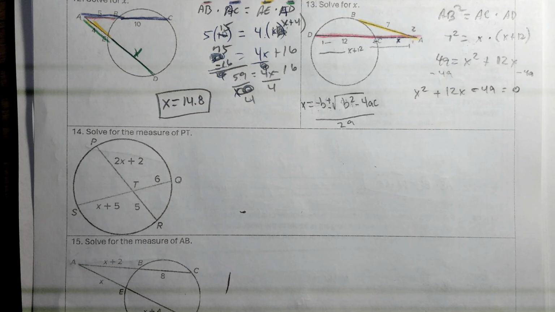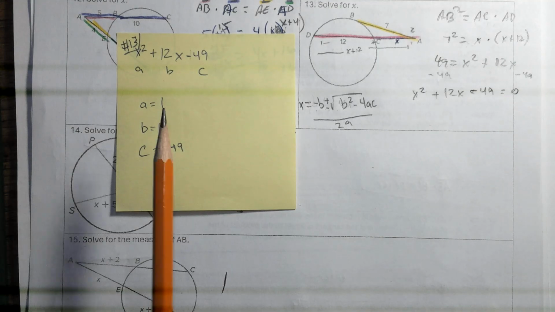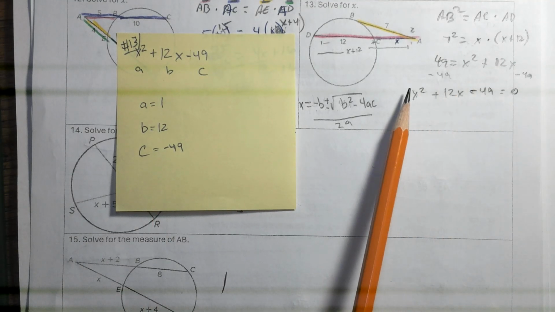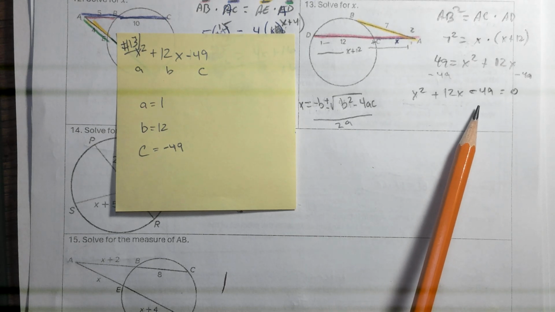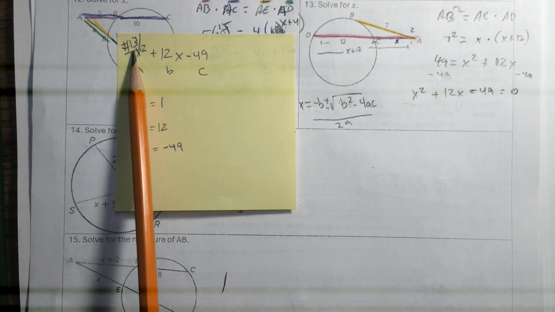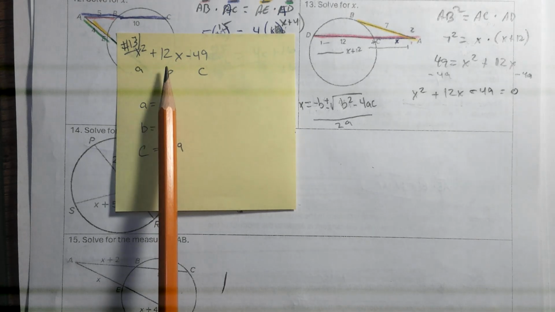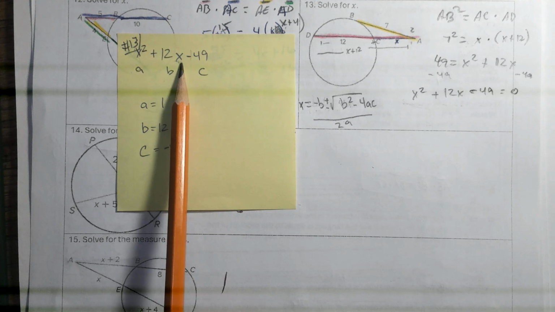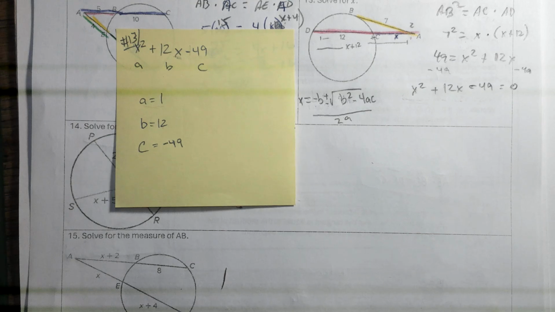So let me show you a couple of things. So for this problem, so for number 13. So this right here, this is how I told you we were putting it in the quadratic equation. So x squared plus 12x minus 49. So a goes with your x squared. Since there's nothing there, that's a 1, right? So a equals 1. B is what goes with your x. So b here is 12. And c is your number that's by itself. In this case, it's a negative 49. Okay?